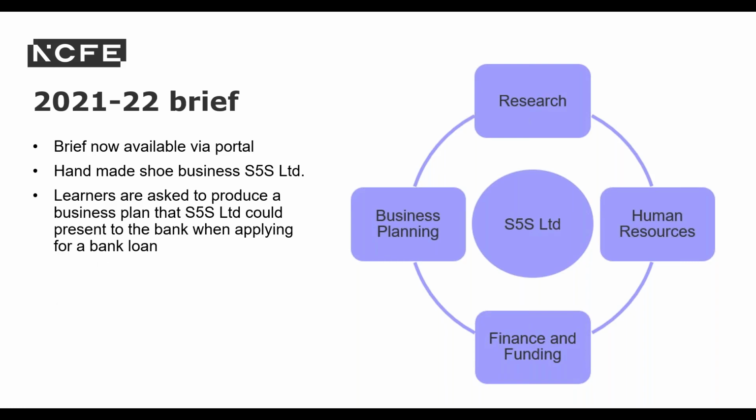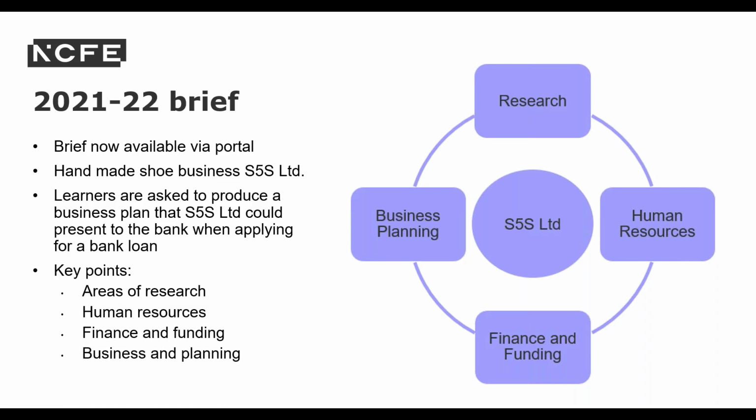Learners are asked to produce a business plan that S5S Limited could present to the bank when applying for a bank loan. It's important that learners read the brief and identify the key points as detailed in the qualification specification, such as areas of research. Learners may wish to start to research the customer base, competitors, current and potential demand for handmade shoes, legal requirements around the setting up of an online business, physical resources, technological resources, internal and external growth opportunities that are available to the business.